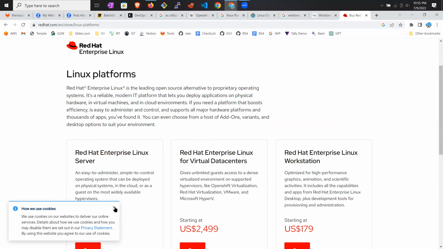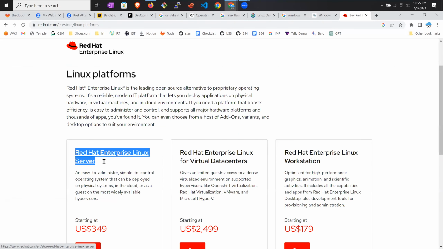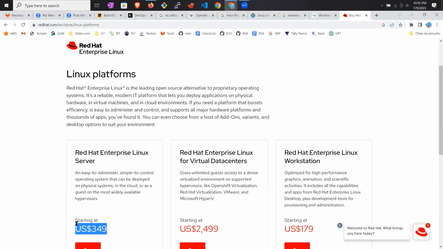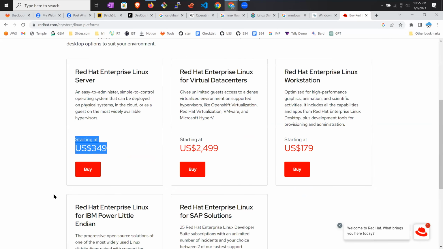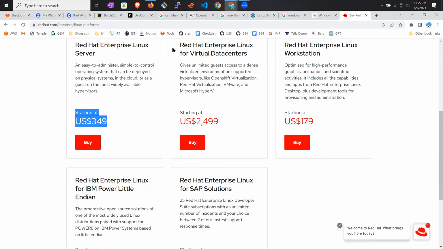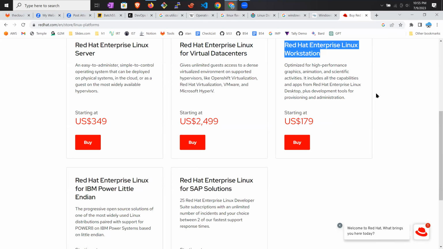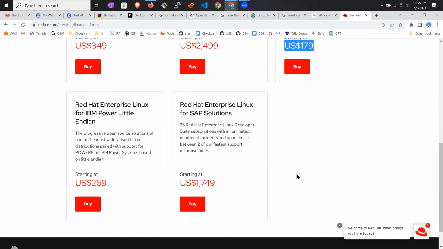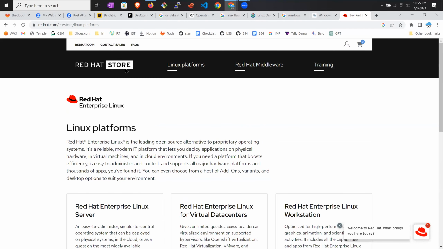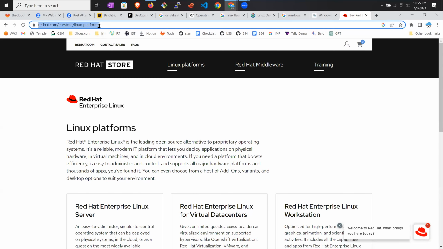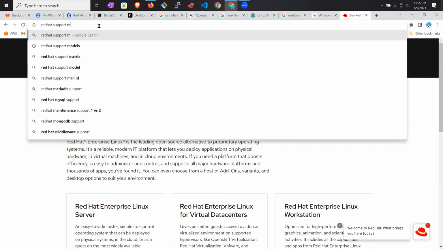Okay, so what they are telling. If you want to use Red Hat Enterprise Linux, okay, you need to pay $350, but you don't get any support. Okay, but if you're using it for a virtual data center, you need to pay $2,500. And if you join a company, and your company has given you a Red Hat Linux based computer, not Windows, you need to pay $179, but you don't get any support. Okay, so if you want support, for example, Red Hat support models.